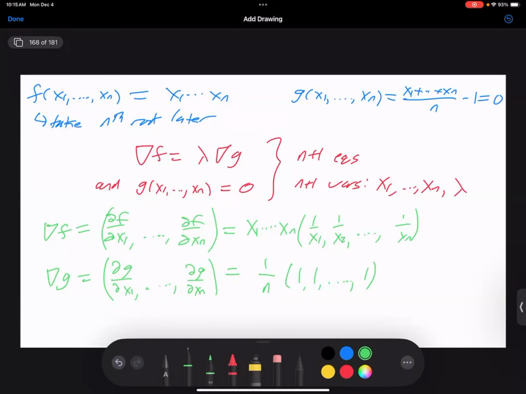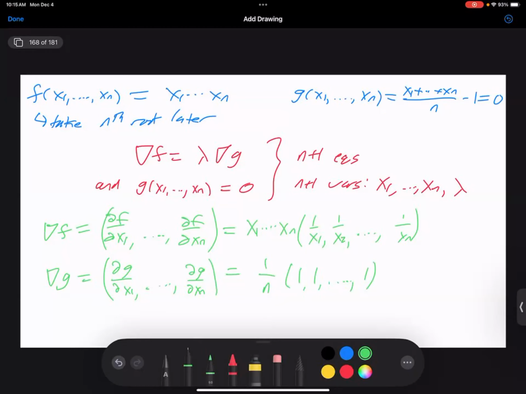But there is no x. So there's no x in the g's. Well, at the end of the day, we also need g of x1 through xn to be satisfied. We need that to equal 0. So we need the arithmetic mean to equal 1.